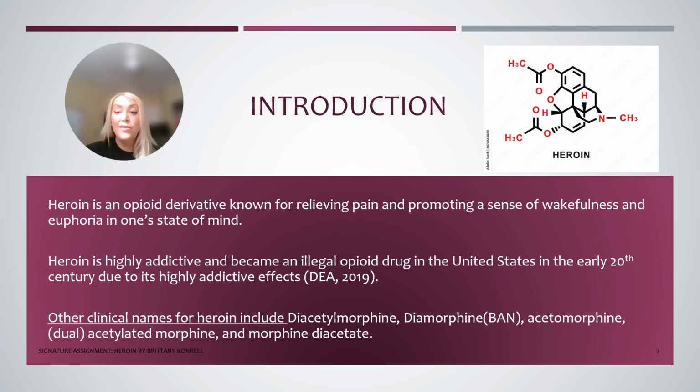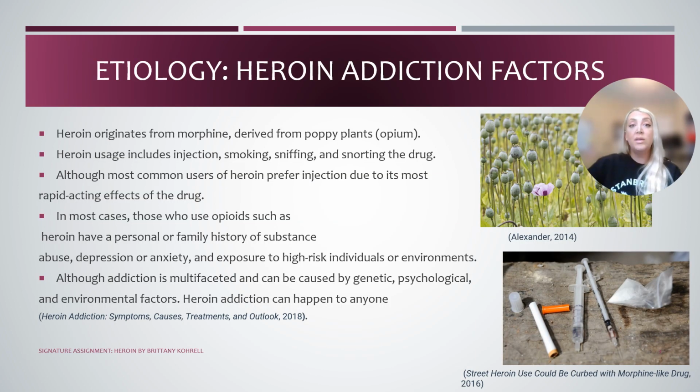Heroin is highly addictive, and it did become illegal in the United States as a prescription drug in the early 20th century due to its highly addictive effects. Heroin originated from morphine, and morphine is a derivative of the poppy plant, an opium plant, as you see here. There are a few different usages of heroin.